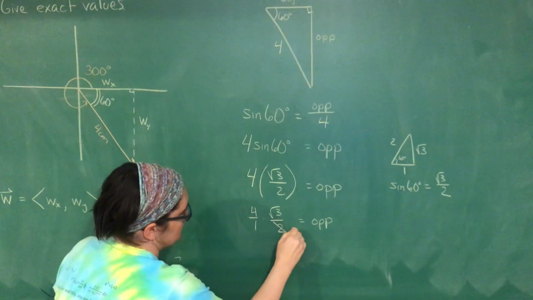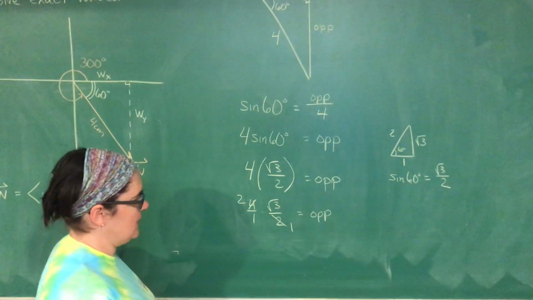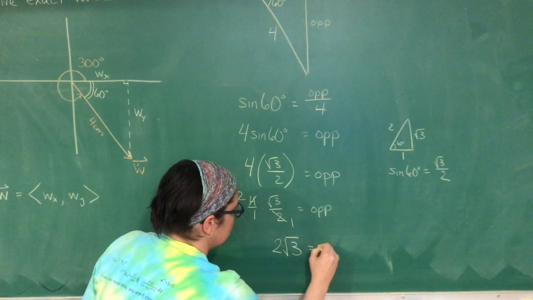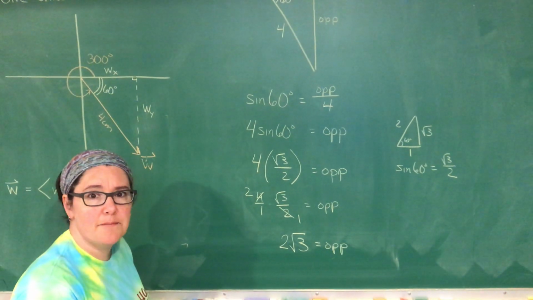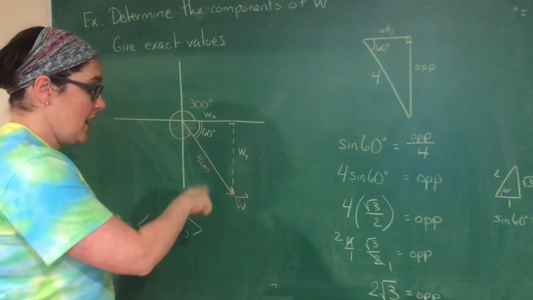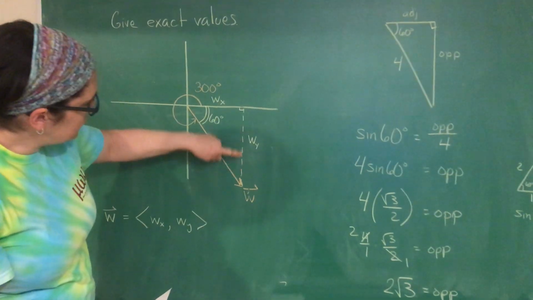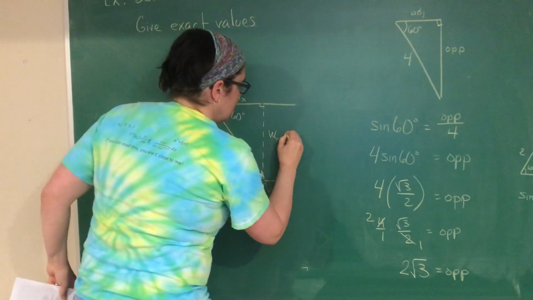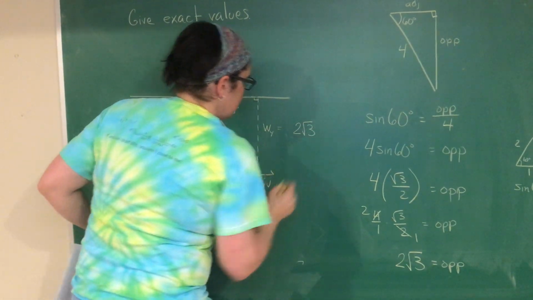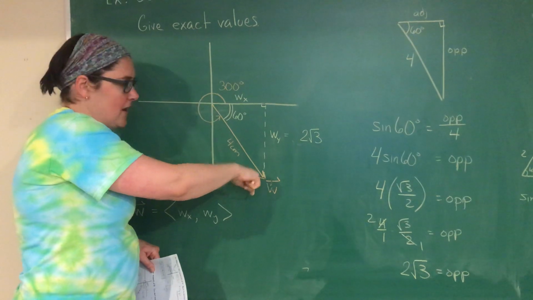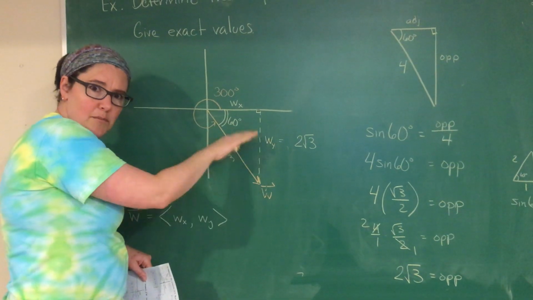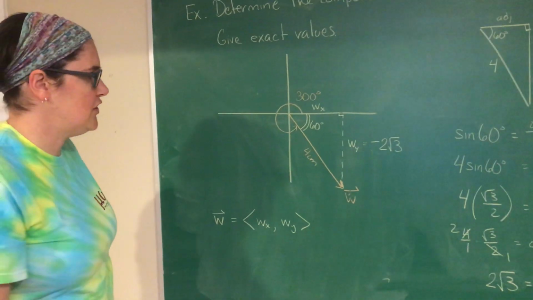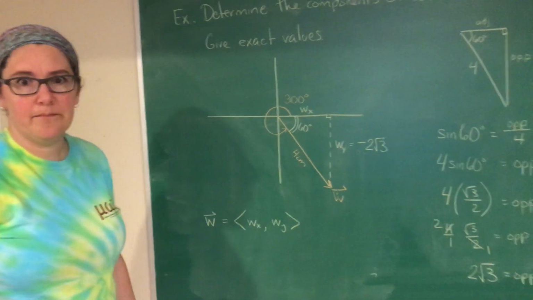And I can reduce some things. I can cancel a 2 on the top and the bottom, and that's going to leave me with 2 times root 3 as our opposite side. So in our picture, the length of this, or the y component, is 2 times the square root of 3, but because the y value is on the negative y side of things, on the bottom half of our graph, I need to have a negative in front, because the sign of our y component is negative.